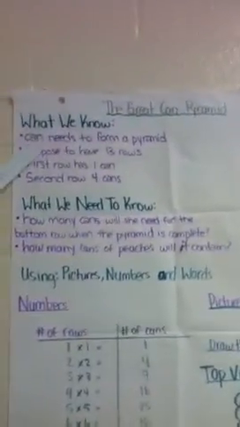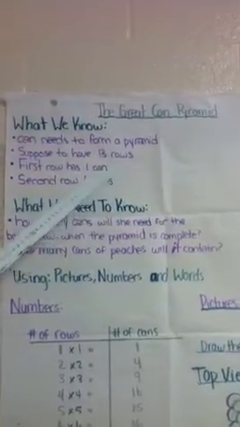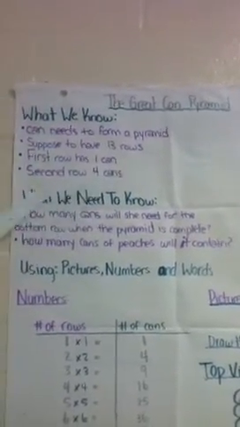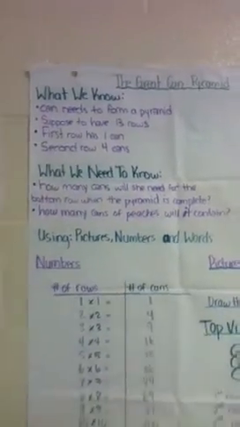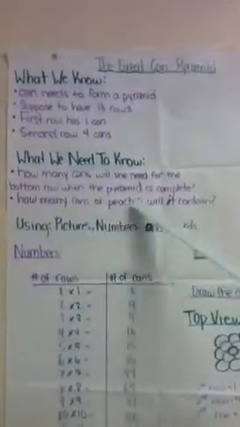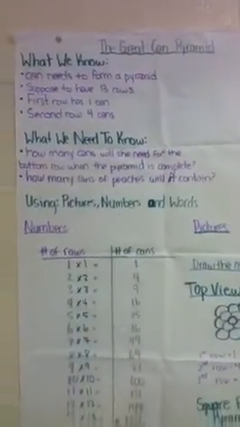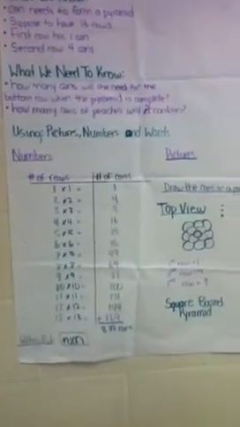So first we do what we know. We know that the cans need to form a pyramid, and there's supposed to be 13 rows in the pyramid. And the first row has 1 can and the second row has 4 cans. And what we need to find out is how many cans she will need for the bottom row, and when the pyramid is complete, how many cans of peaches it will contain. Using pictures, numbers, and words.